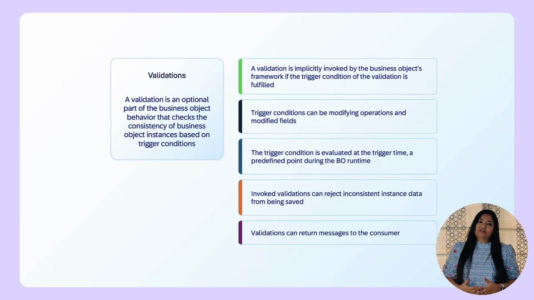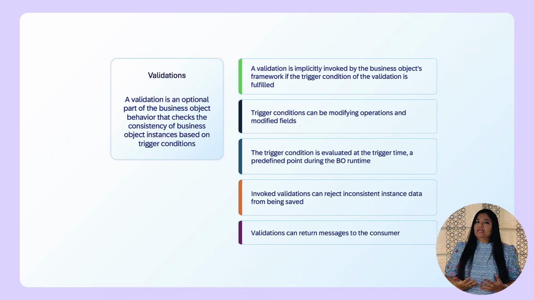A validation in RAP is an optional part of the business object behavior that checks whether your data is consistent and adheres to the business rules. In other words, you can consider validations as a checkpoint before saving data. Validations evaluate whether the required conditions are met and whether the values are logically correct and also whether the data can be saved to the database or not.